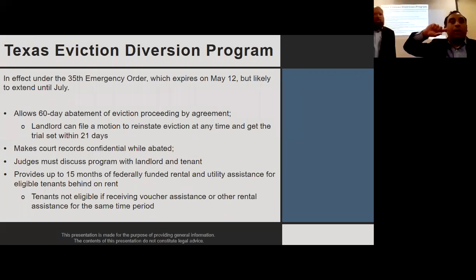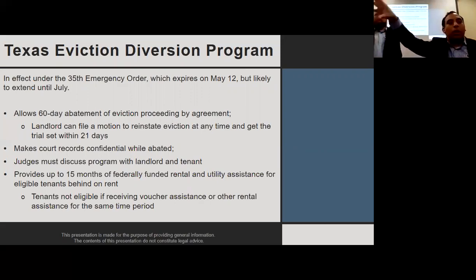And what happens is a landlord can go ahead and file an eviction if they've provided the notices as they're supposed to. But if the landlord and the tenant agree to enter into this Texas Eviction Diversion Program, then everything that's been filed becomes confidential. Everything's no names, no anything.